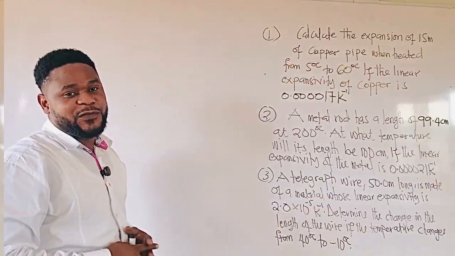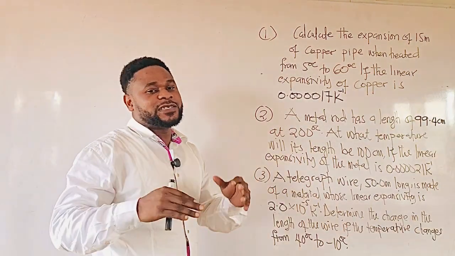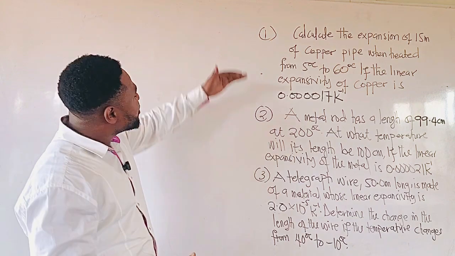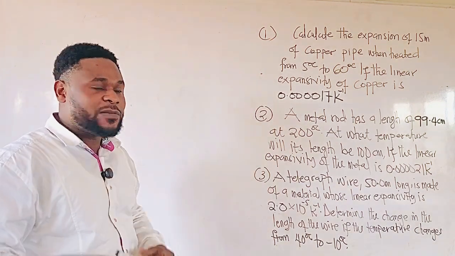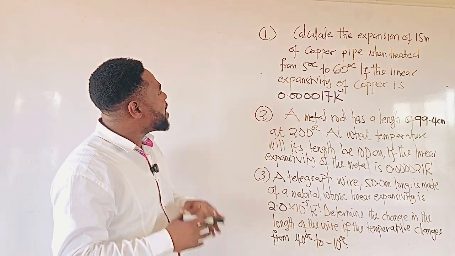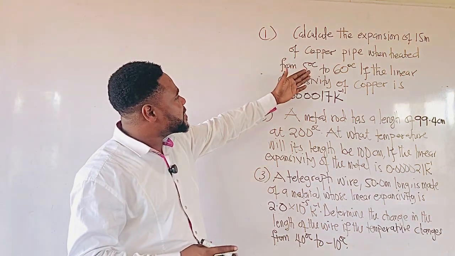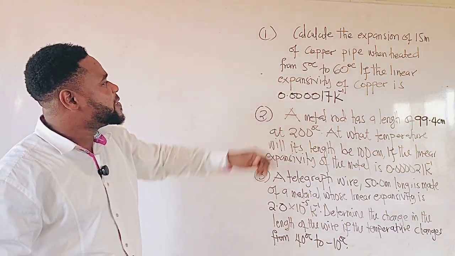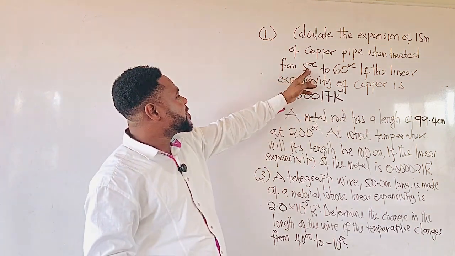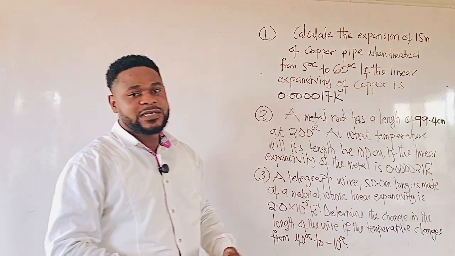Hi viewers, the formulas that we studied in our previous meeting, let's see how we can use them to answer these questions on the board. Let us look at question number 1. We have been asked to calculate the expansion of 15 meters of copper pipe when heated from 5 degrees Celsius to 60 degrees Celsius.